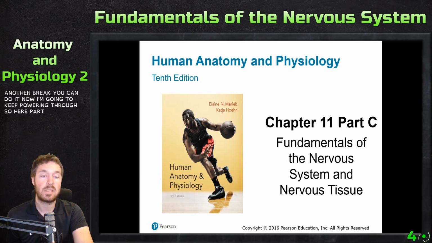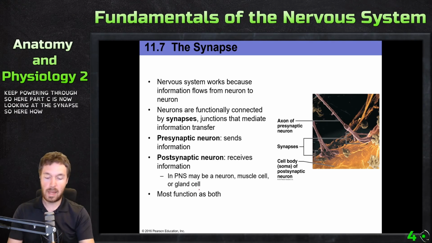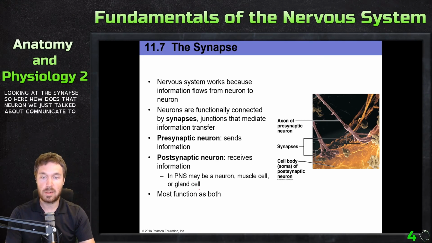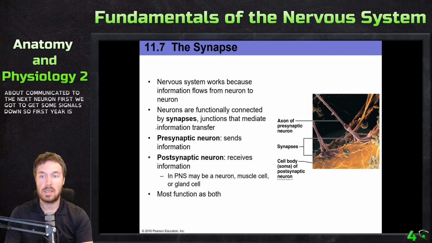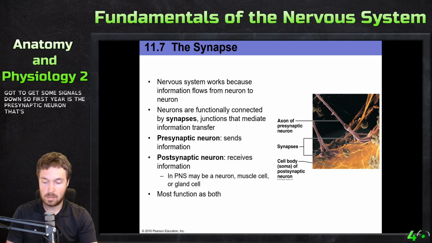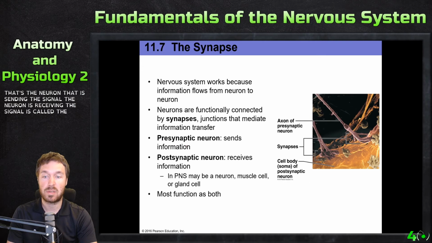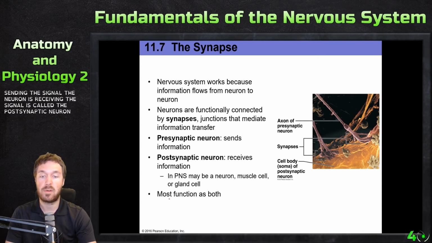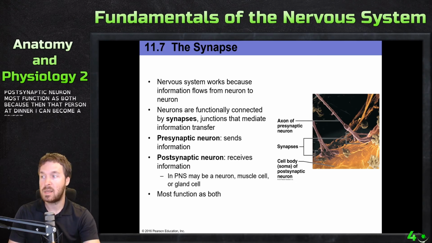So here, part C is now looking at the synapse. So here, how does that neuron we just talked about communicate to the next neuron? First, we got to get some signals down. So first here is the presynaptic neuron. That's the neuron that is sending the signal. The neuron that's receiving the signal is called the postsynaptic neuron. Most function as both, because then that postsynaptic neuron can become a presynaptic neuron.